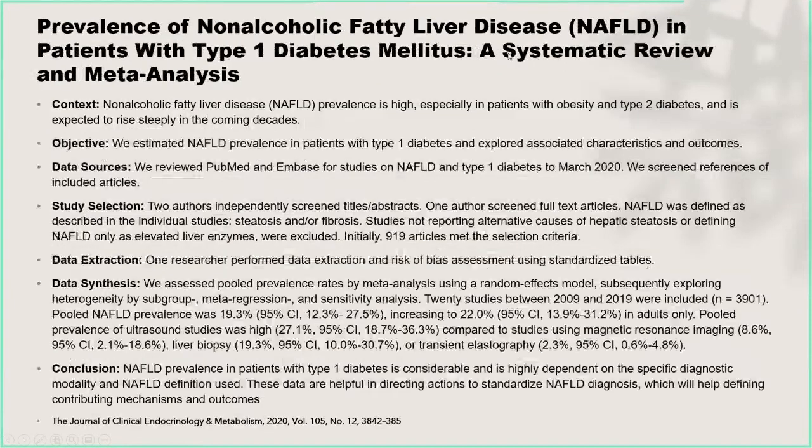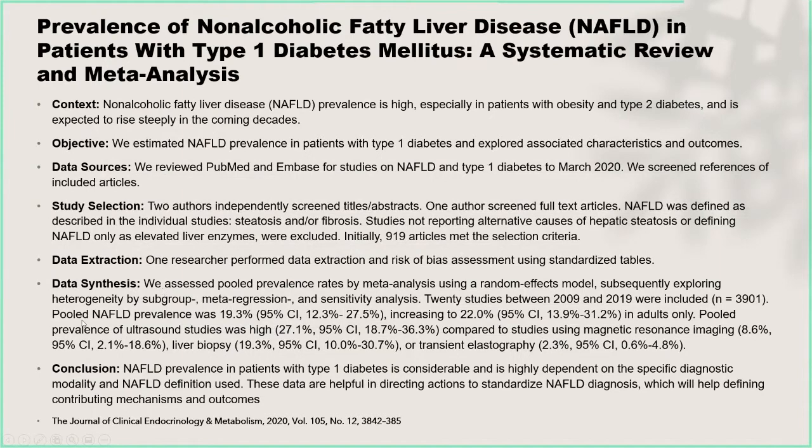Now, what about NAFLD in patients with type 1 diabetes? This is a systematic review and meta-analysis, because we now know that there is an increasing rate of obesity in patients with type 1 diabetes. They looked at all the studies that have been done so far, and the pooled prevalence of NAFLD was 19.3%, increasing to 22% in adults only. The pooled prevalence in ultrasound studies was high at 27%. With magnetic resonance imaging, it was 8.6%. Liver biopsy was 19%, and transient elastography 2.3%.